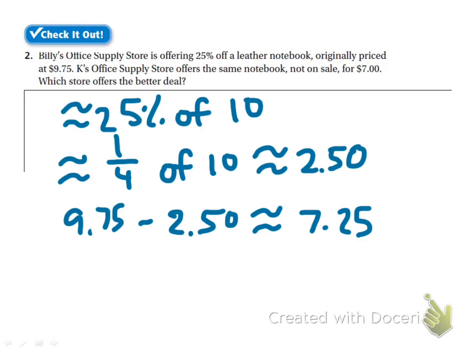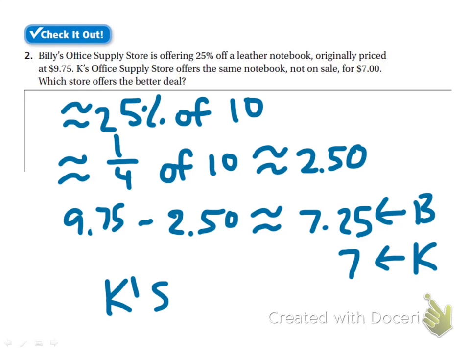So then, with our math, the price at Billy's office supply would be this. And then the notebook at Kay's would be 7. So who has the better deal? Kay's has the better deal.